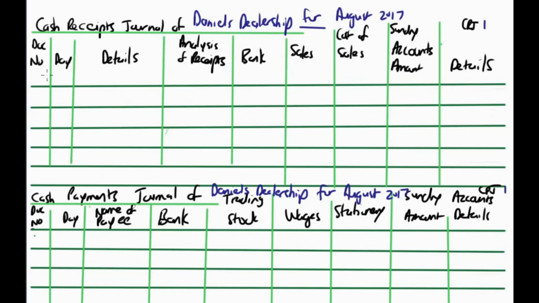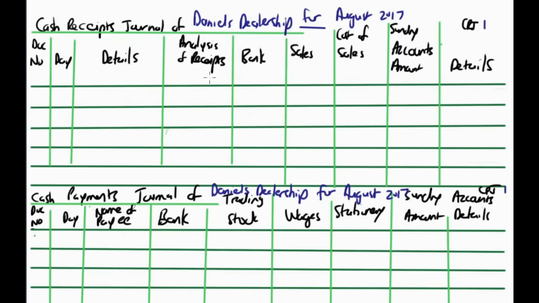So that's the document, the day. When it comes to the details for the cash receipts journal, that refers to the name of the account, the name of the person you're receiving the money from, or the name of the business you're receiving the money from, unless it's cash, then you're going to write cash. Name of payee over here in the CPJ is the name of the person that you are paying. So receipts, receiving money; payments, you're paying money.